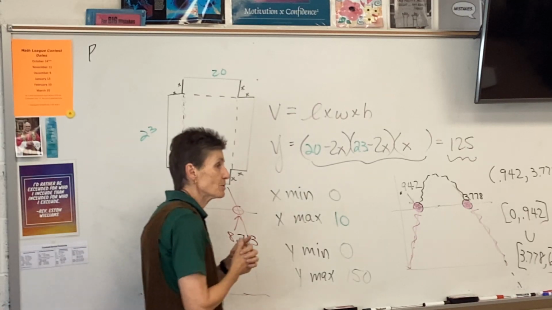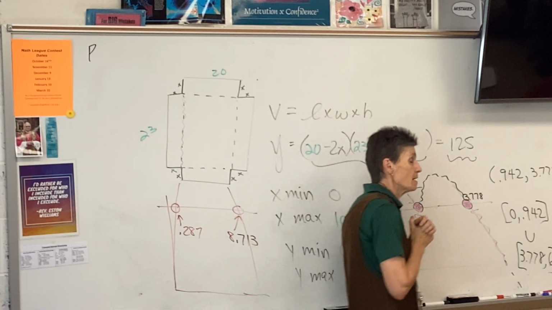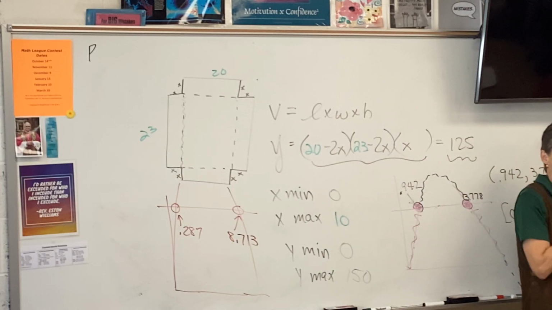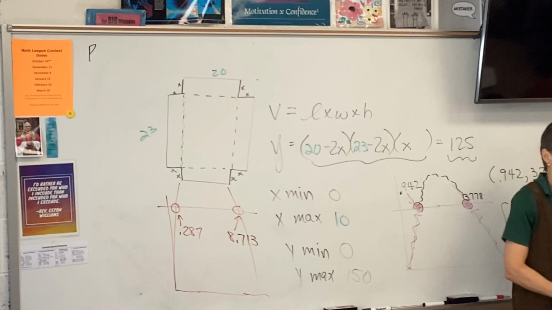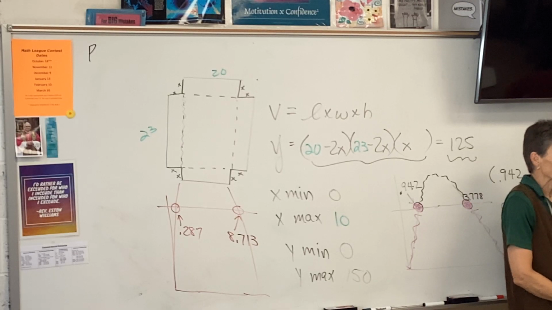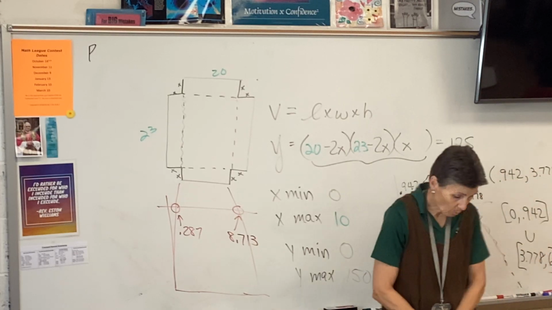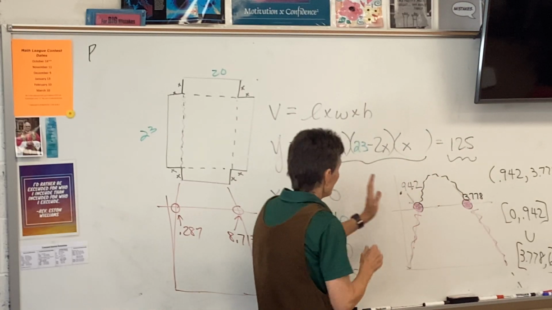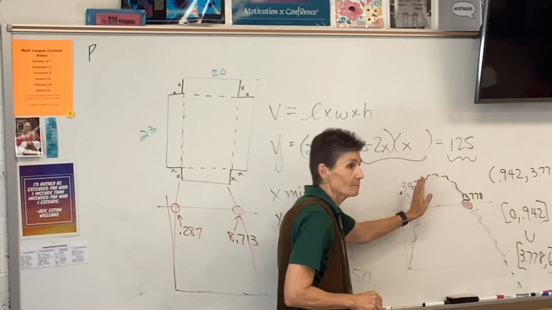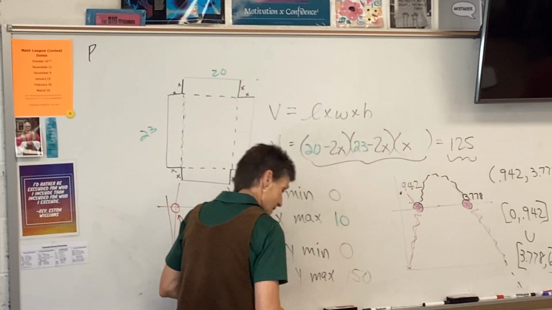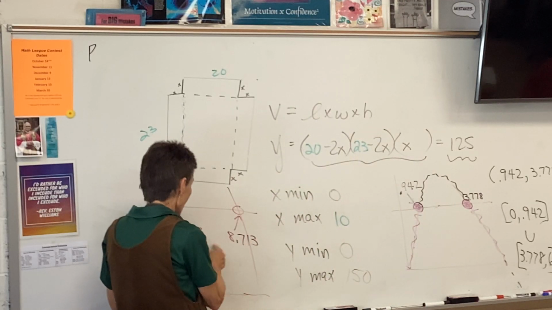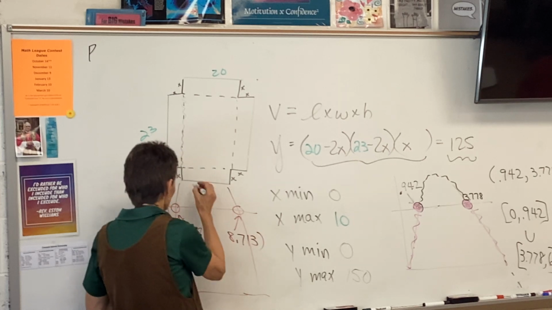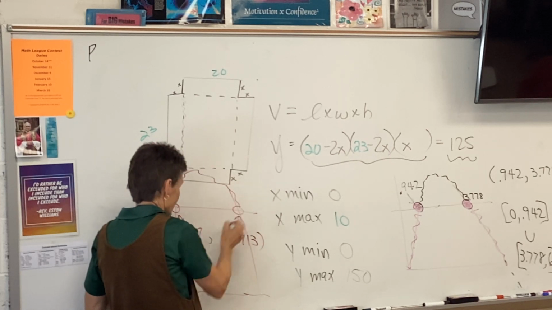So the answer to the first question, what size corners, is either 0.287 inches or 8.713 inches. The answer to the second question is, I want to be more than 125. So I want to be all up here. So that would be this, comma, this, in parentheses. That would be all of this.